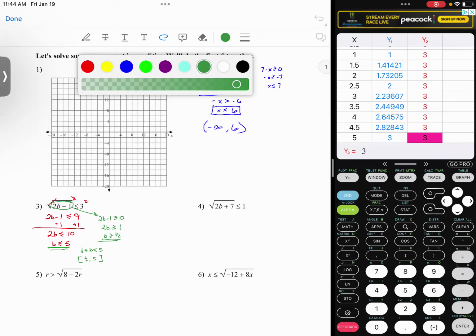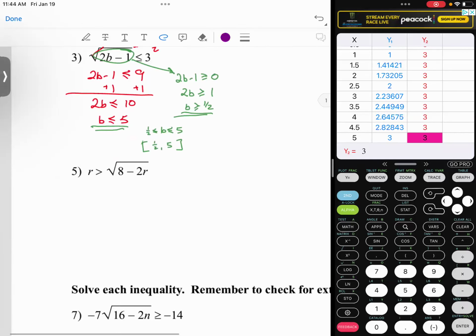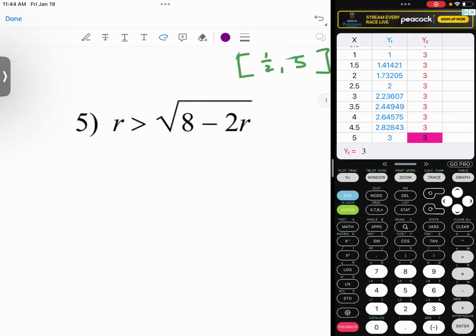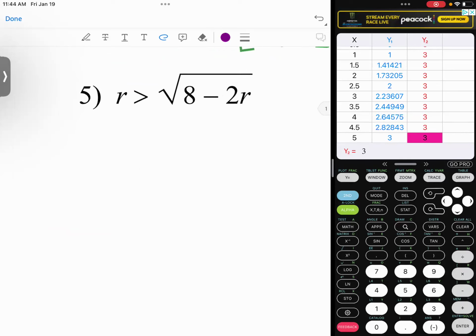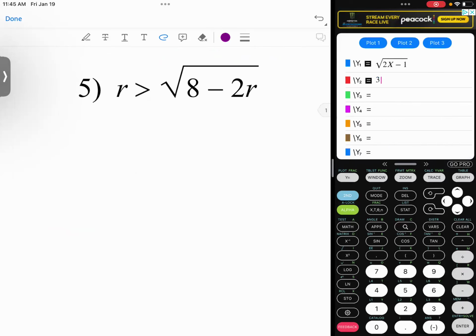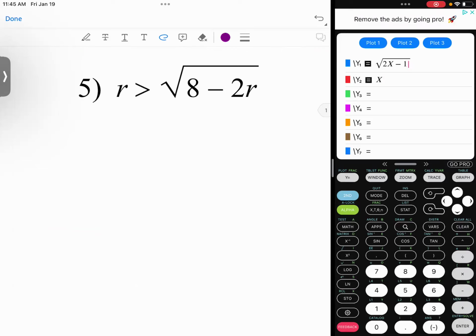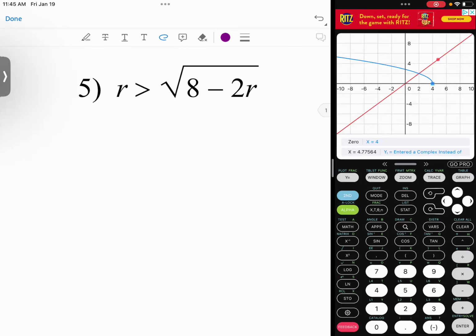Let's go with purple and look at number 5. So here things get a little bit sketchier. We got x, we got 8 minus 2x. So when is the x, the red line, above the blue line? When is the red line above the blue line?